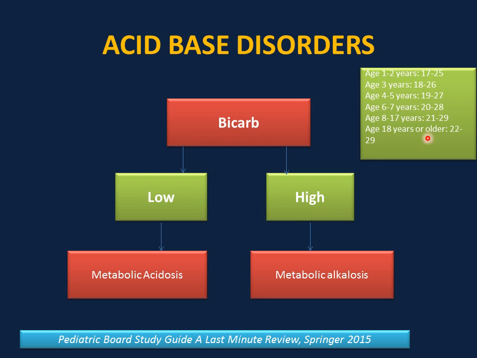Why don't I put a number here? Because it varies between the ages. So the value of the bicarb is different from one age to another. For example, at age 1 to 2 years, the normal value is between 17 and 25. If you look at 18 years of age, it is between 22 and 29. So you can use a number, for example 24, as your guide to remember. If it's less than that, it is metabolic acidosis. If it's more than 24, it is metabolic alkalosis. But if you want to go by exact number, you need to use a reference for age.